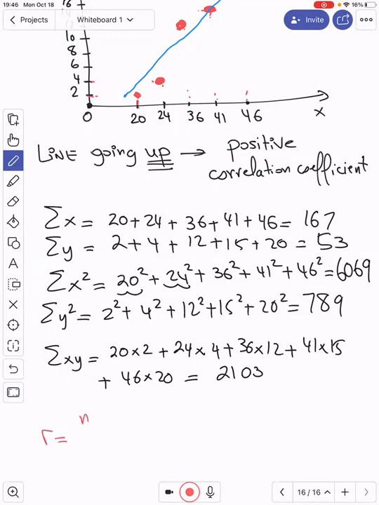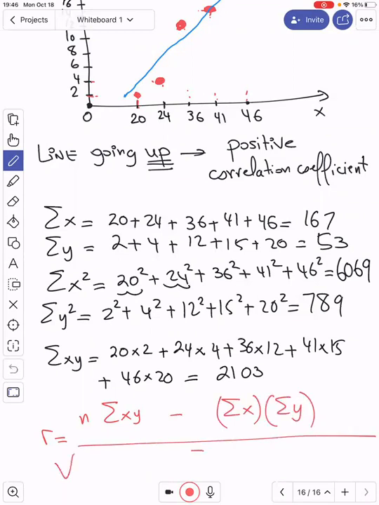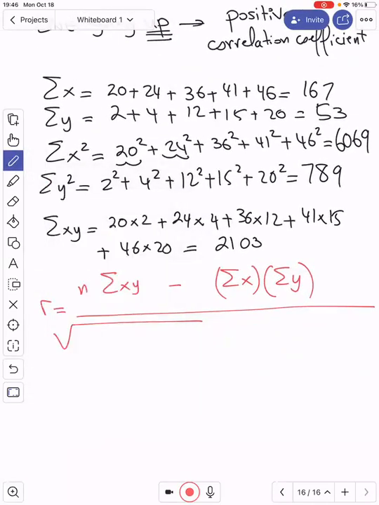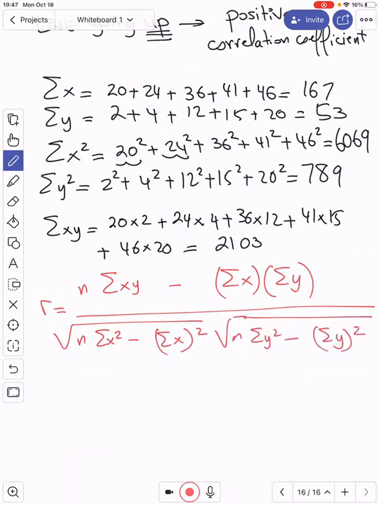So R is supposed to be N times the sum of XY, minus the sum of the X's times the sum of the Y's. And then in the denominator, we have N times the sum of the X squared minus the square of the sum of the X's. And same thing for Y: N times the sum of the Y squared minus the sum of the Y's, squared.